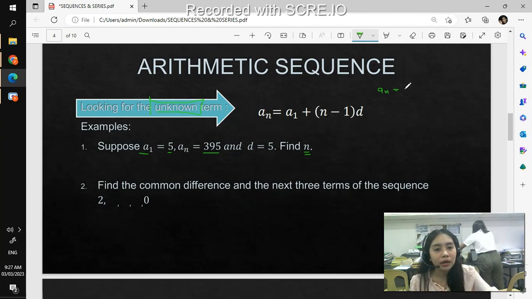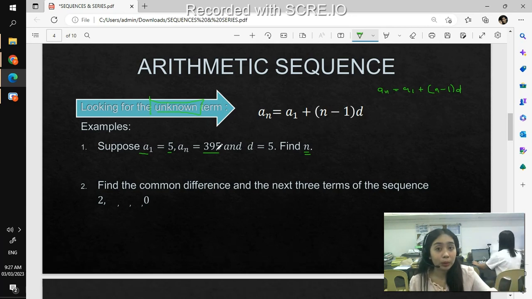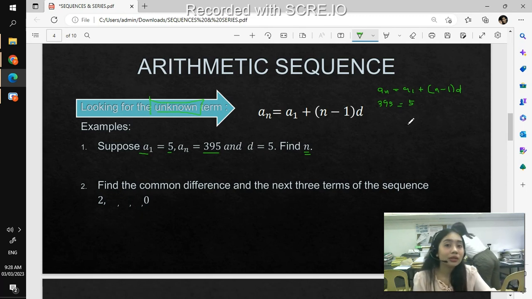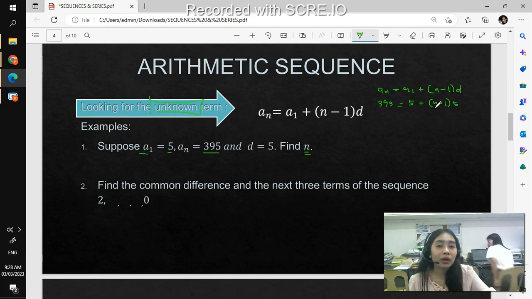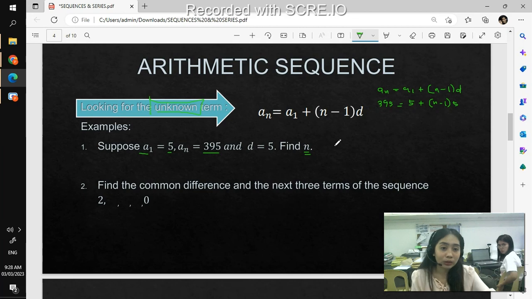Using the same formula, we have a sub n is equal to a sub 1 plus n minus 1 times d. A sub n is given in our problem, that's 395. A sub 1 is given as well, so we have 5. Basically, after you write down the general formula, you just directly substitute all the given terms. Then we have plus n minus 1 times the common difference, which is 5. Question, why didn't we replace n with any digit? Because that is the thing that we will be looking for.